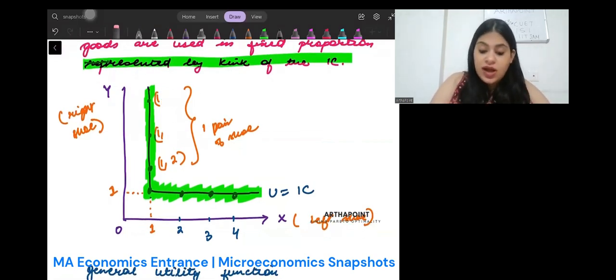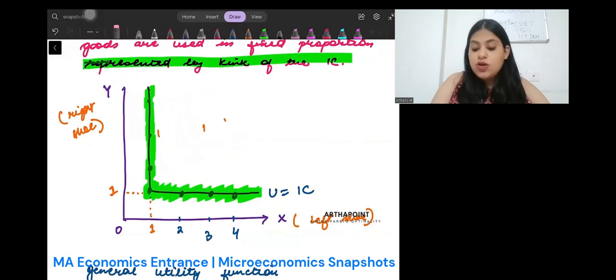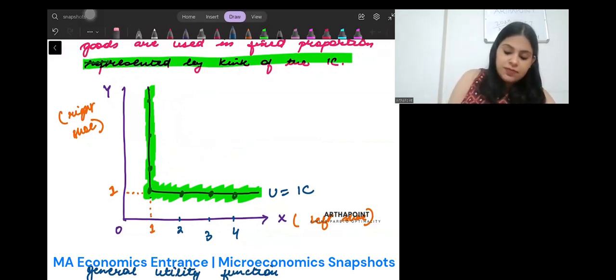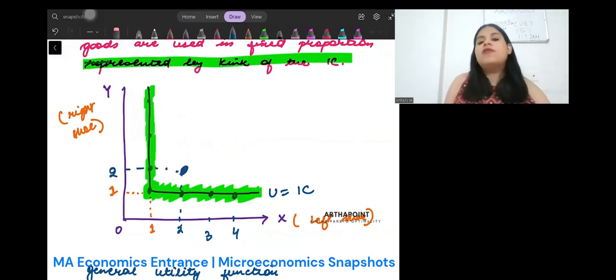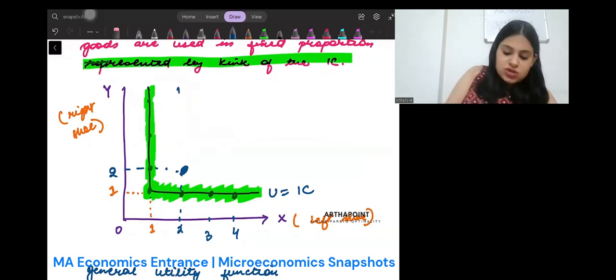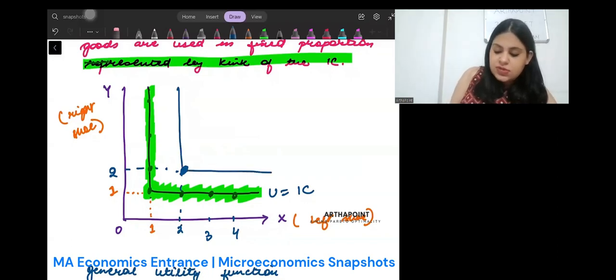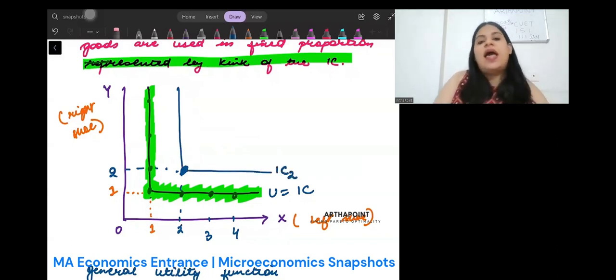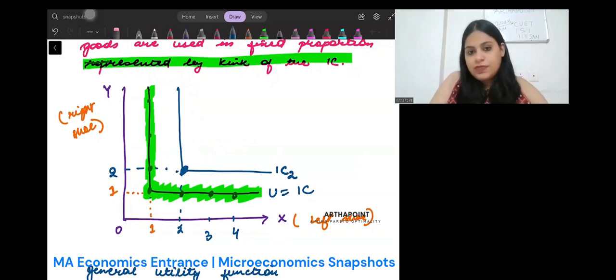If you want to go to a higher level of utility, you need to have 2 pairs of the shoes. So from here, maybe you need to move here. This point will give you higher utility because here we have 2 pairs of the shoes. So this will be IC2, and so on and so forth.